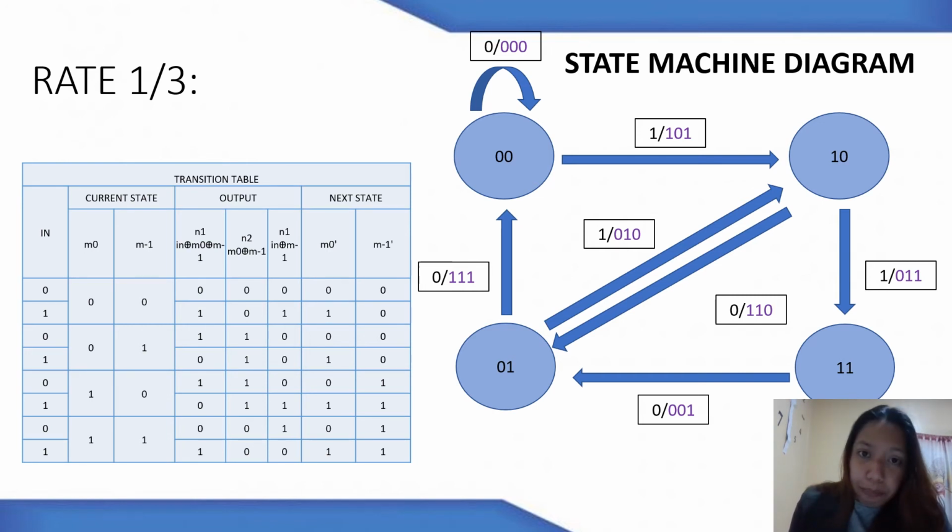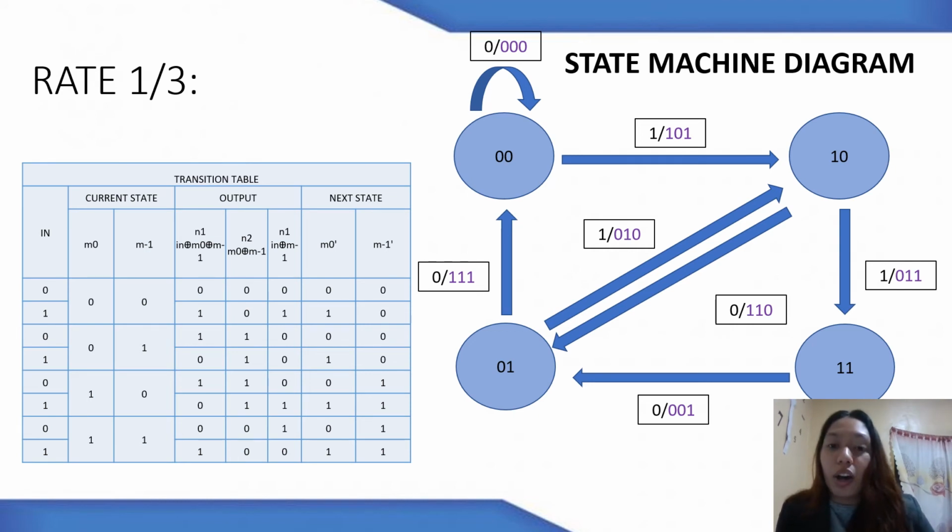0 is for the input. Over 0, 0, 0 is the output. The same goes for the others, which are 1 over 1, 0, 1, 1 over 0, 1, 1, and so on. Every input and every state must be put in the state diagram.